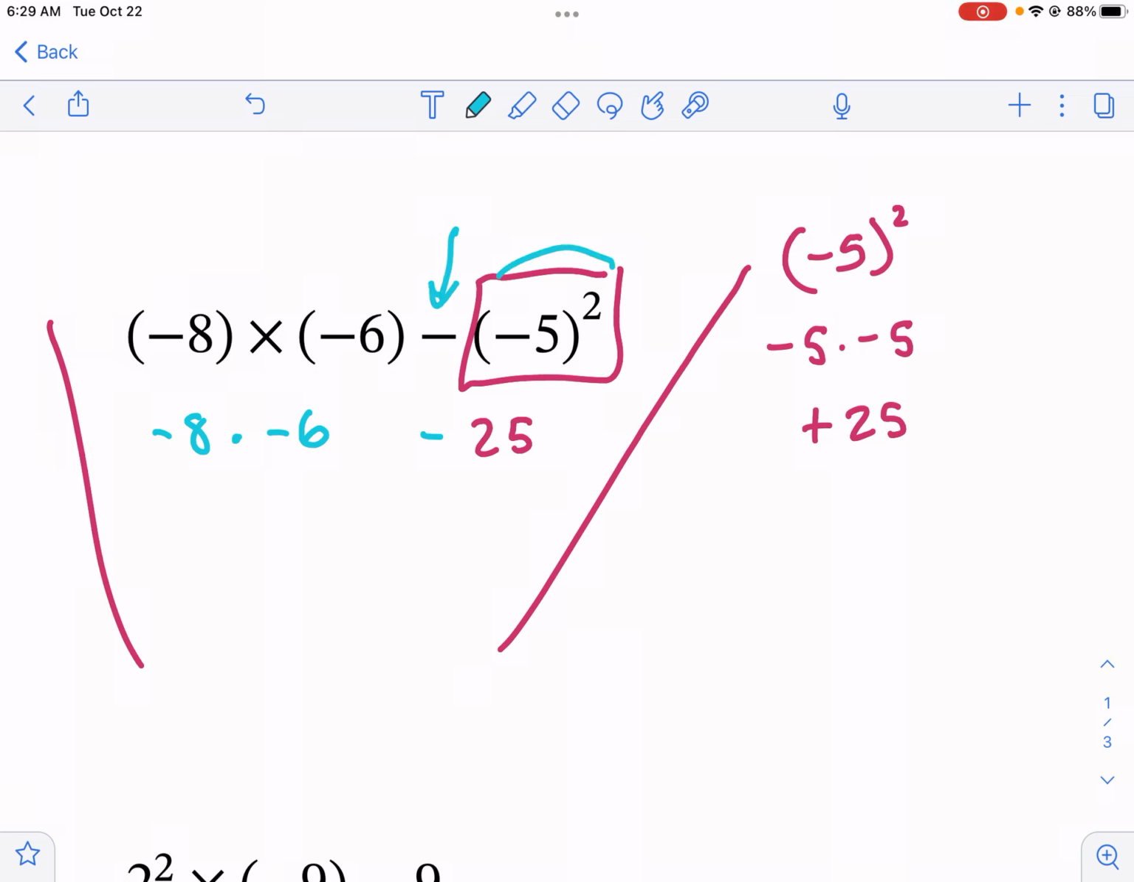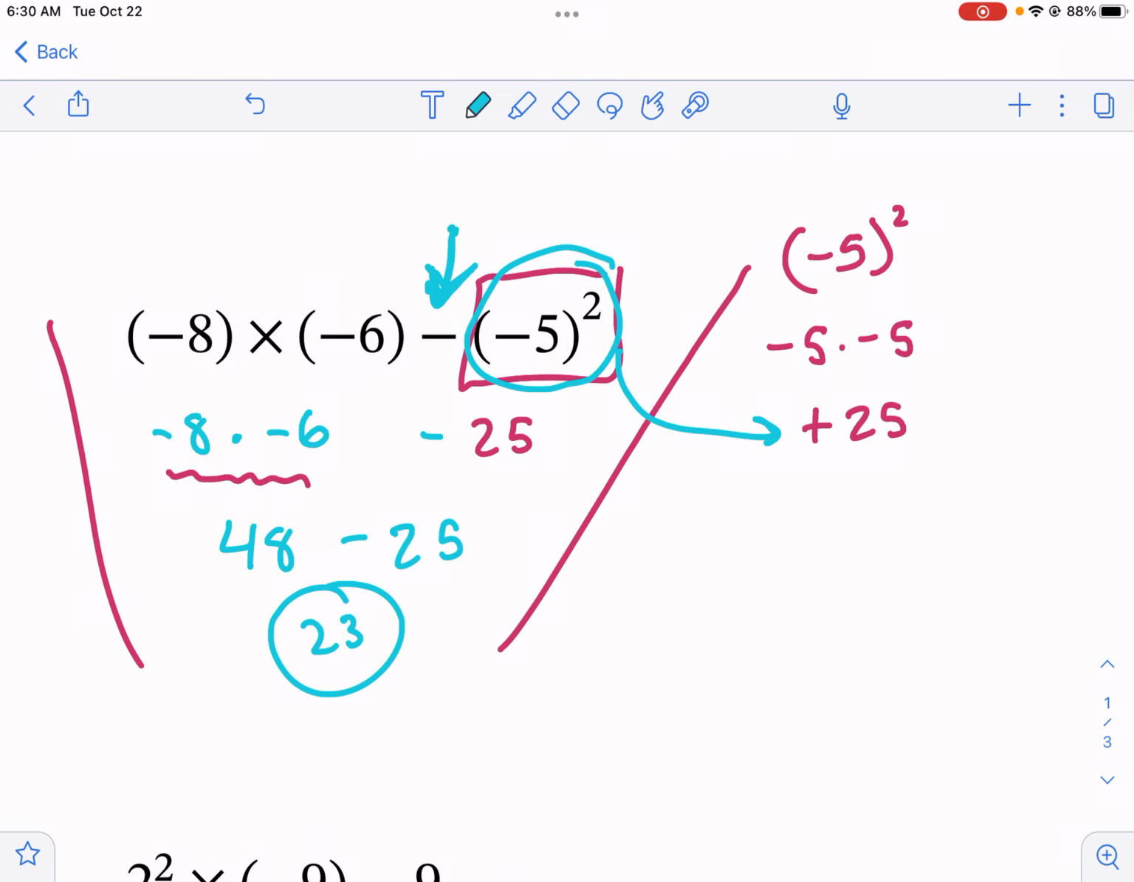I know that a negative 5 squared equals a positive 25, but I still had this minus sign that was present before we did that exponent. Okay, this right here did not get applied to the exponent. Only the number inside the parentheses got applied to the exponent. So now we have multiplication that we have to do next. So let's go ahead and do that. So we have negative 8 times negative 6, and that gives me negative times negative, positive 48, and then I need to minus that 25. So now we have 48 minus 25, and that should give me, what, 23? And that's my final answer.